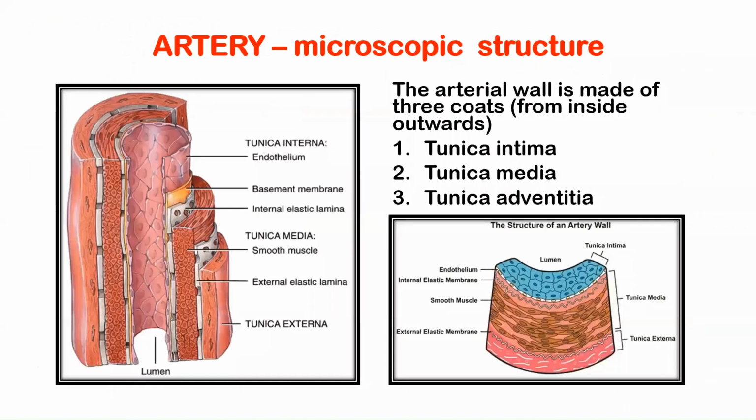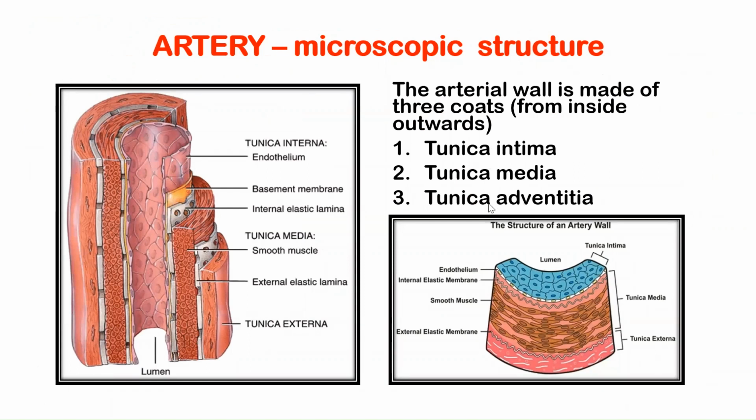The arterial wall microscopically consists of three coats or tunics. From inside outwards, we have the tunica intima, tunica media, and the tunica adventitia. It can be remembered by the mnemonic Indian Medical Association, that is IMA. So the innermost layer is the tunica intima, the middle layer is the tunica media, and the outermost layer is the tunica adventitia.